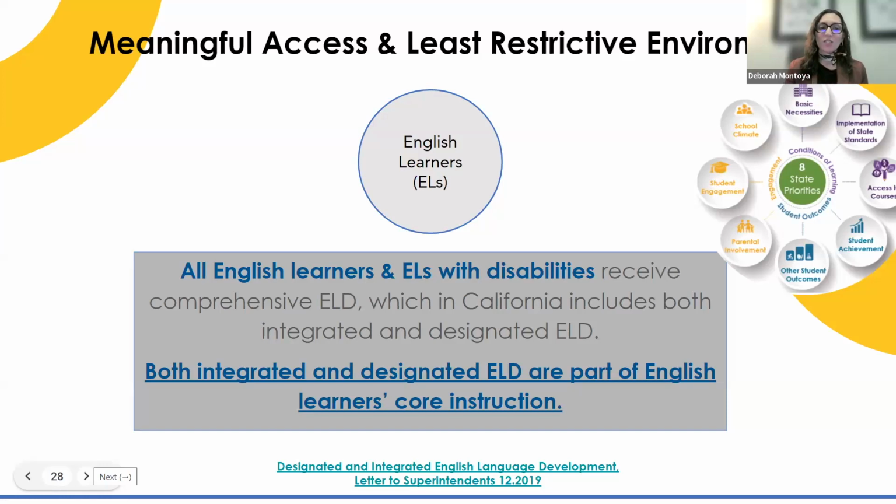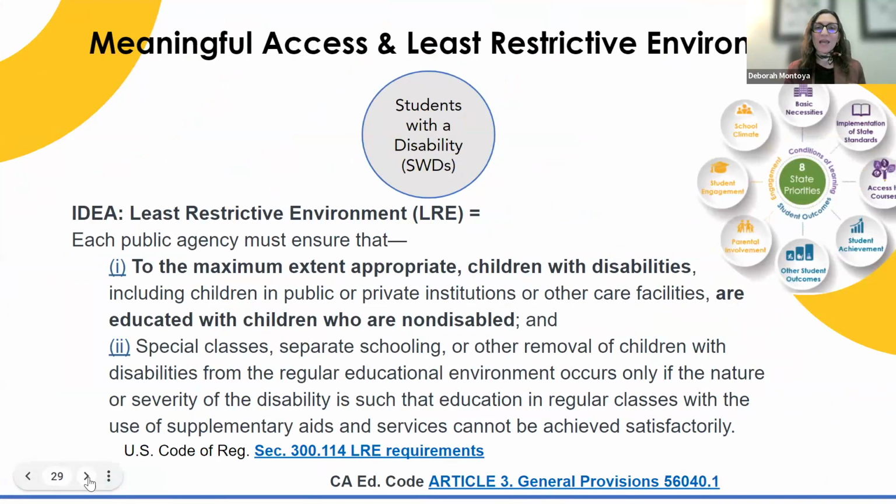So as you think of your systems, that might be your starting point of having conversations with your teachers. What does designated ELD look like? Is there protected space and minutes for instruction where those ELD standards are focal for all English learners, including English learners with disabilities? And uniquely for our students with disabilities, meaningful access in the least restrictive environment to the maximum extent appropriate for our students with disabilities to have those opportunities.